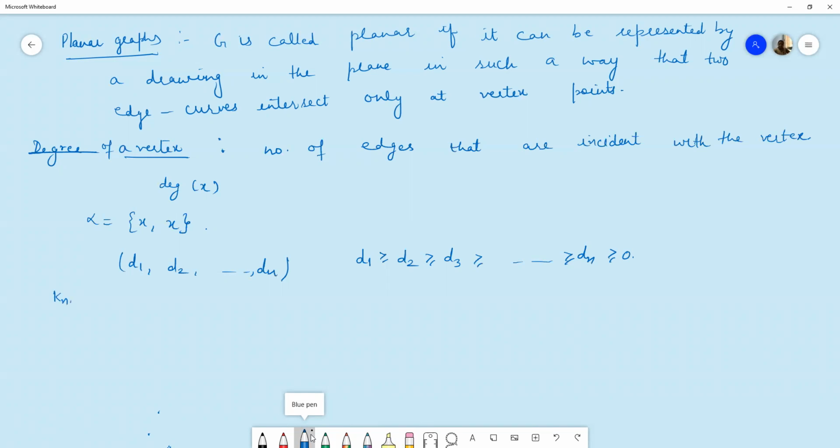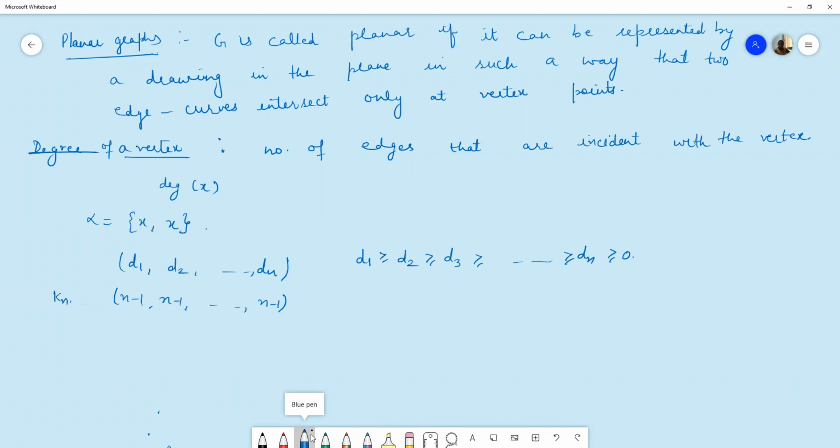Now the degree sequence of Kn is n minus 1, n minus 1, up to n minus 1, because every vertex is incident with n minus 1 different edges. So the degree sequence of Kn is just this, n minus 1 repeated n times.